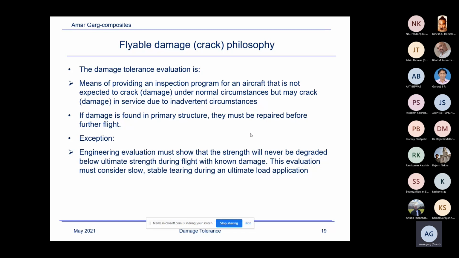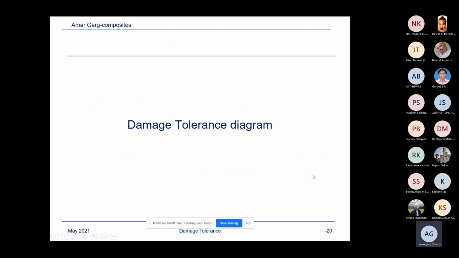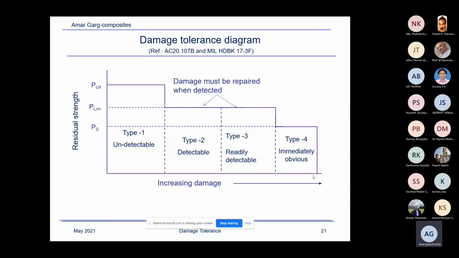Some of the slides which you will find, I've just combined the metallic and composites just to give you a feel. If damage is found in primary structure, it must be repaired before further flight. So that's a requirement. Exception: engineering evaluation must show that the strength will never be degraded below ultimate strength during flight with known damage. This evaluation must consider slow, stable tearing during an ultimate load application. So, damage tolerance diagram. Now this diagram I've already shown earlier, which was a bit complex. So I thought I'll simplify it rather than showing a complex diagram, which becomes confusing.